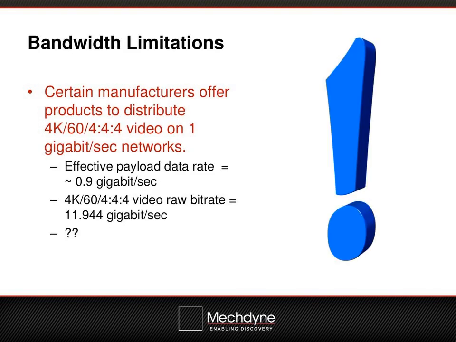So here's a curiosity. There are certain manufacturers out there that are beginning to offer products that distribute 4K or UHD at 60 hertz with your full 444 color bandwidth on a 1 gigabit per second network. If you run the math, you'll find the 4K 60 444 bit rate is somewhere on the order of 12 gigabits per second, and your effective payload data rate on a 1 gigabit network is 0.9 gigabits per second. So what is going on with that? Something doesn't add up there. The basic math just doesn't seem to work.